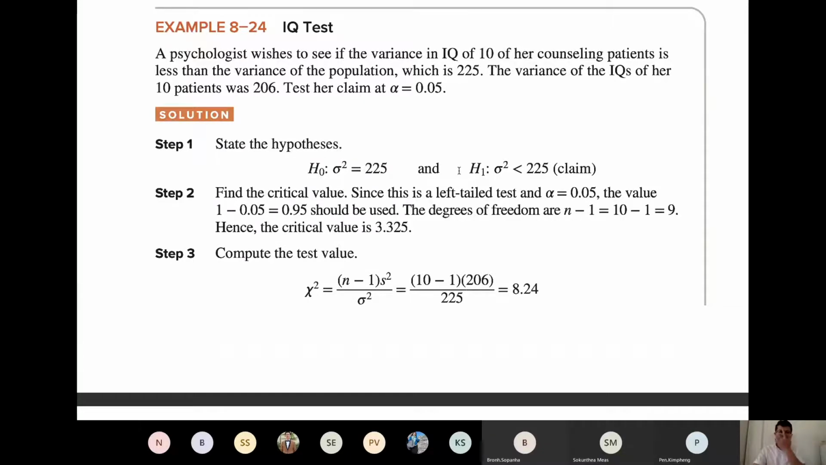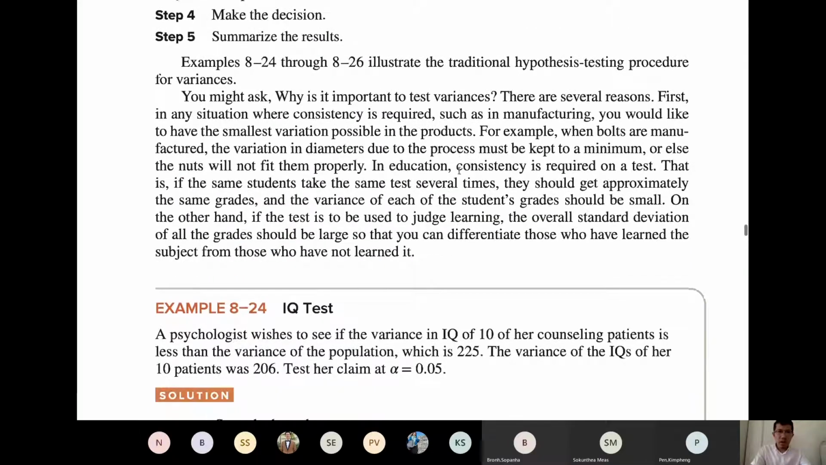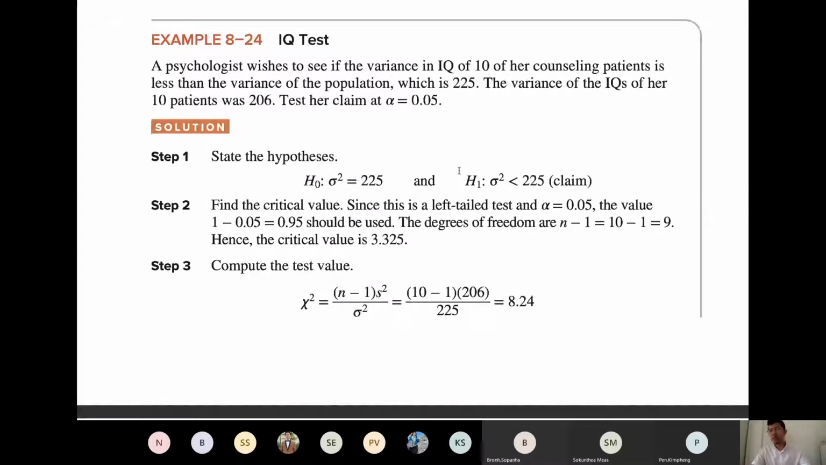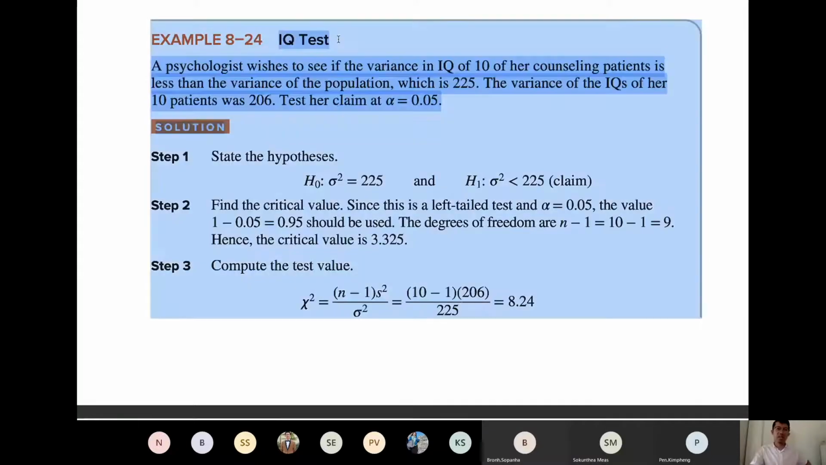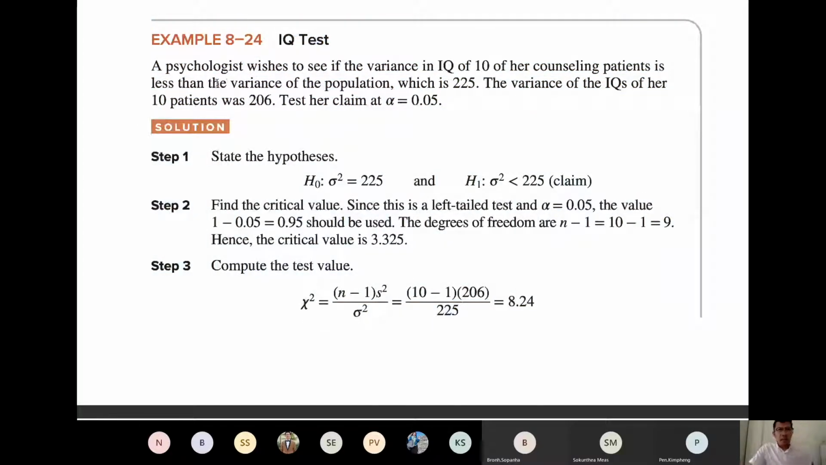Okay, so this is one example of hypothesis testing for variance. An IQ test. A psychologist wishes to see if the variance in IQ of 10 of her counseling patients is less than the variance of the population, which is this.